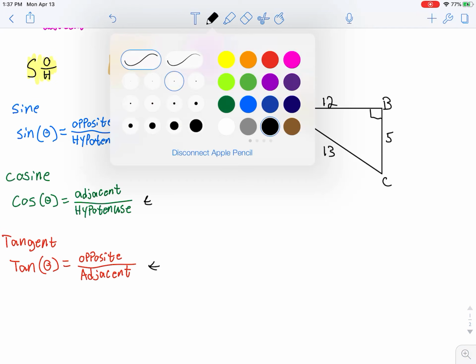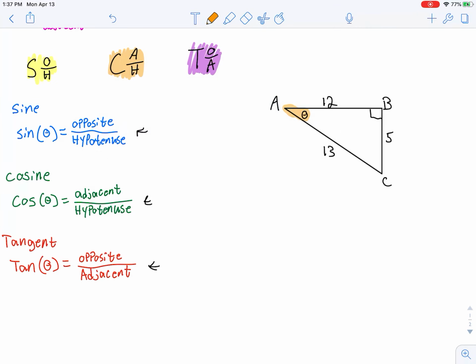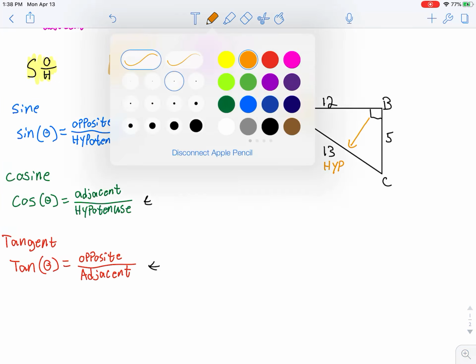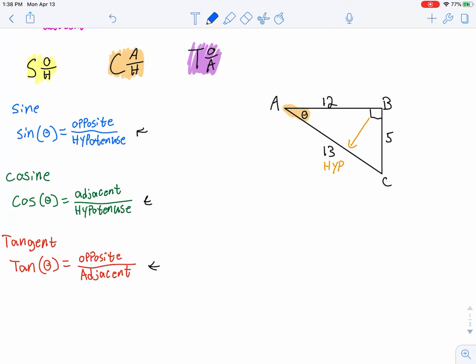Okay, so the first thing I'm going to label is my hypotenuse. I look for my 90 degree angle. It's at letter B. I'm going to draw a line across from it. I land on what side? 13. I'm going to label that HYP for my hypotenuse. Okay, now I'm going to go to my theta. I'm going to draw a line going to the other side, the side across from it. I land on the 5. Well, it's opposite of my angle.